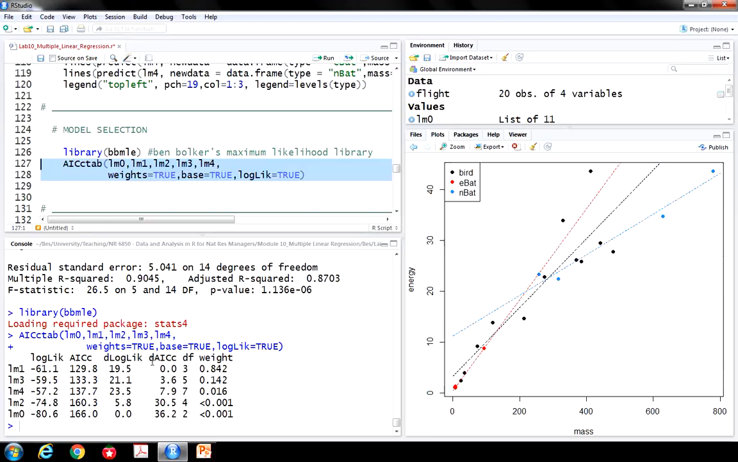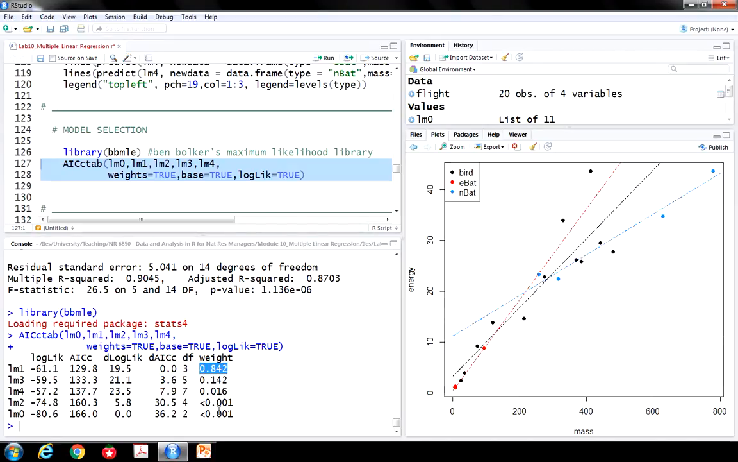Gives me an output, looks something like this. The model at the top is the one with the lowest AIC value. So its delta AIC is always going to be 0, and then we compare all the other models to the top one. So LM1 here is my best model.